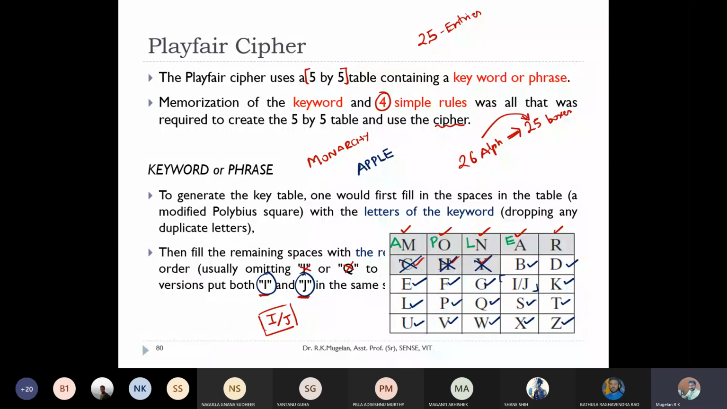Does anyone have any doubt in this part? How to fill this keyword box, the 5x5 boxes? If you have any doubt, kindly ask, guys, because without this step, we can't perform the encryption process. If it is clear, raise your hands. It's very simple. Okay, this is one way you will be allowed to create this 5x5 box.